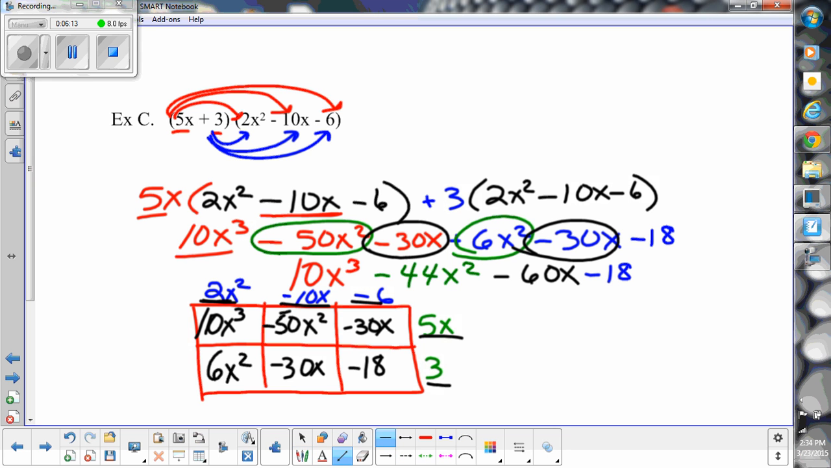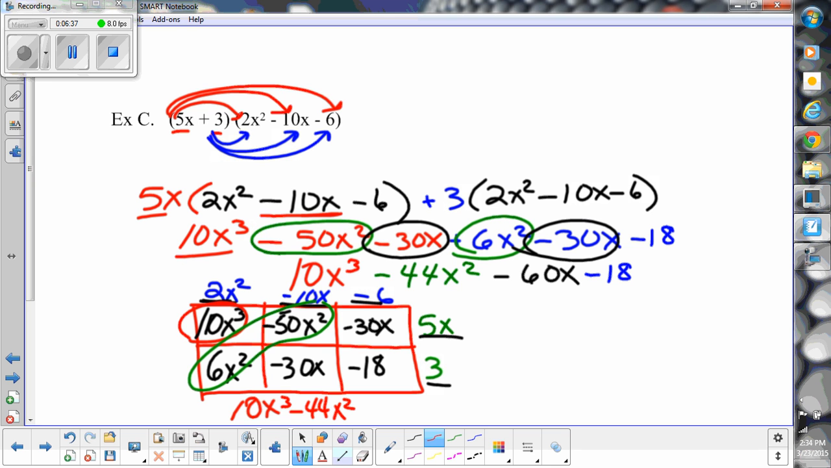Now you can simply combine your like terms that you see here. And I see we only have one cubic, so that's 10x cubed. We have 6x squared and negative 50x squared, which again is negative 44x squared. And we have negative 30x and another negative 30x.